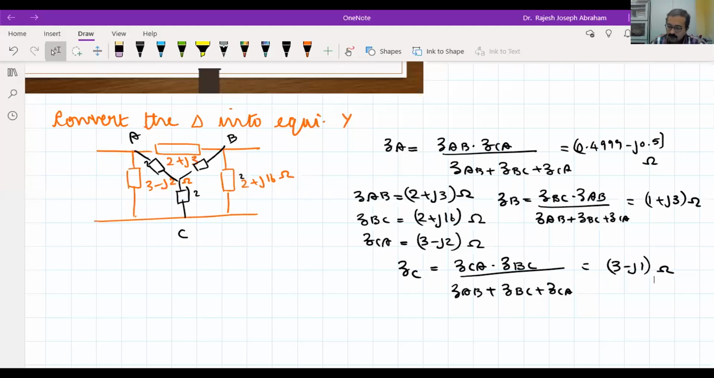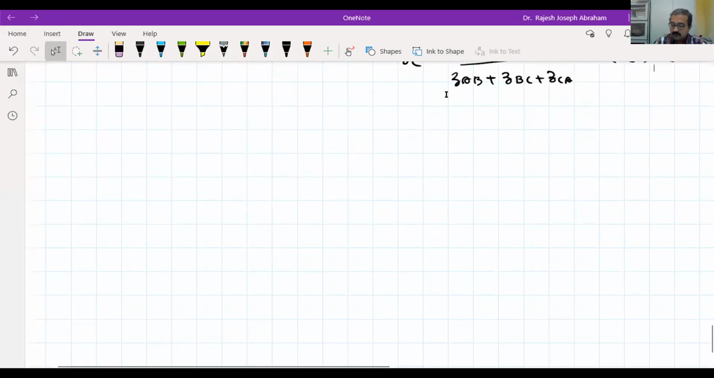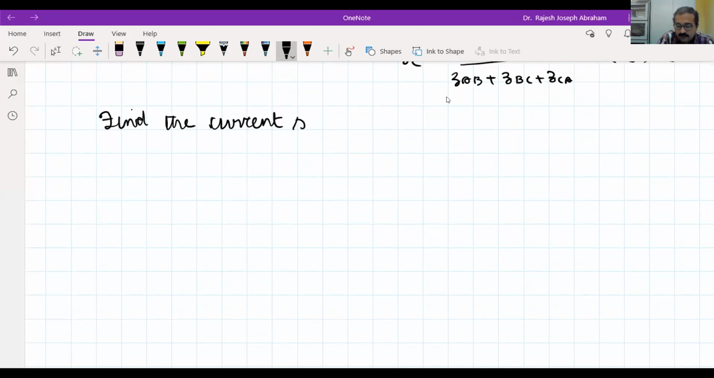Fine. Let us take one more problem, where I will show you where it comes in practical cases. This is the question: find the current supplied by the 100 volt source.